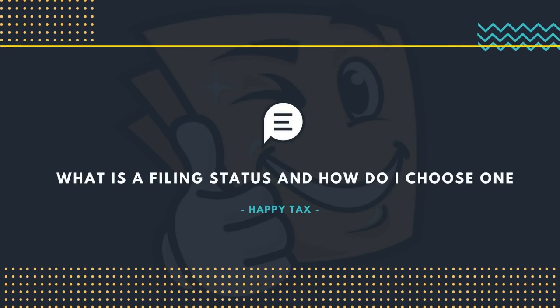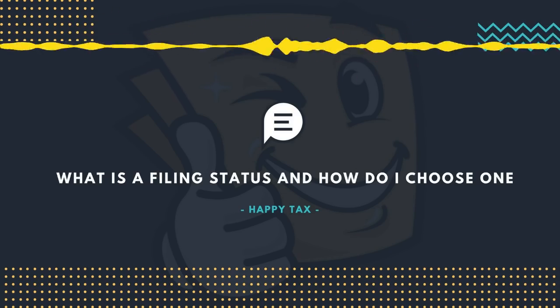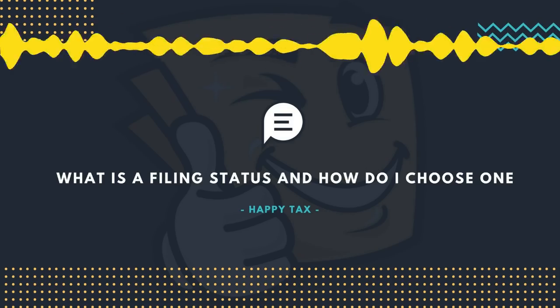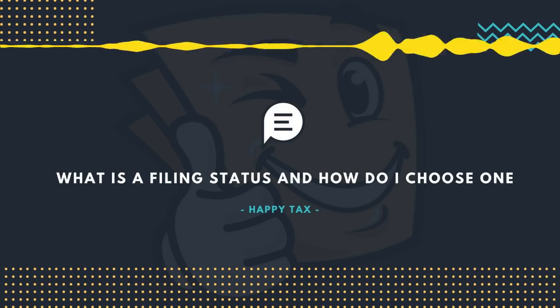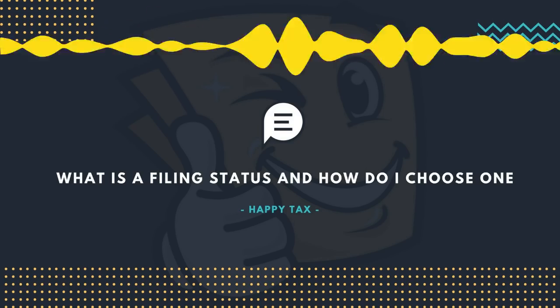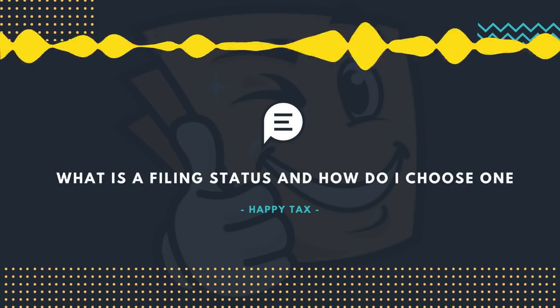Head of household. This status is intended for people who are unmarried but have at least one qualifying person for household purposes, and also pay at least half of the household's expenses for the tax year. A qualifying person in this case is usually a dependent child or a parent who you care for, or just support financially.